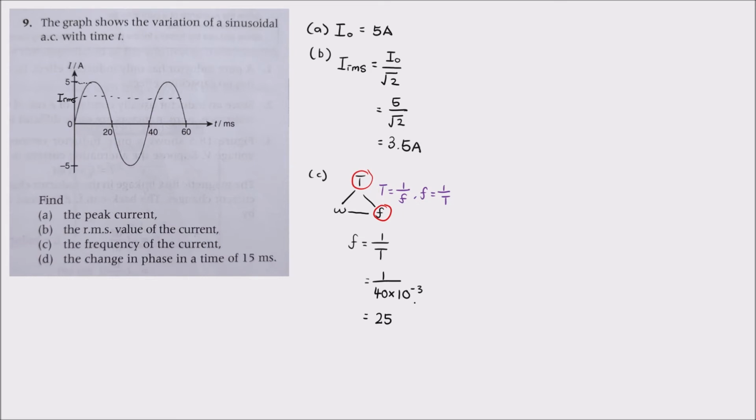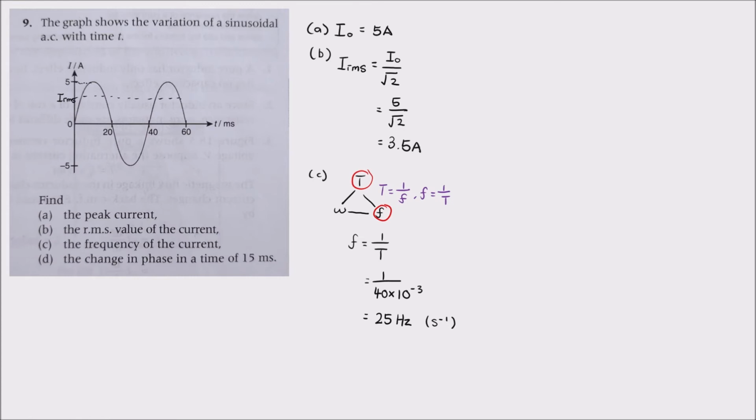But for the unit of frequency, you have to be very, very careful. It's hertz. Hertz also has another meaning, which is per second. So when I say 25 hertz, it means this current here will go through 25 complete wave cycles. So you go through 25 times this kind of wave cycle within 1 second. That's the meaning of 25 hertz.